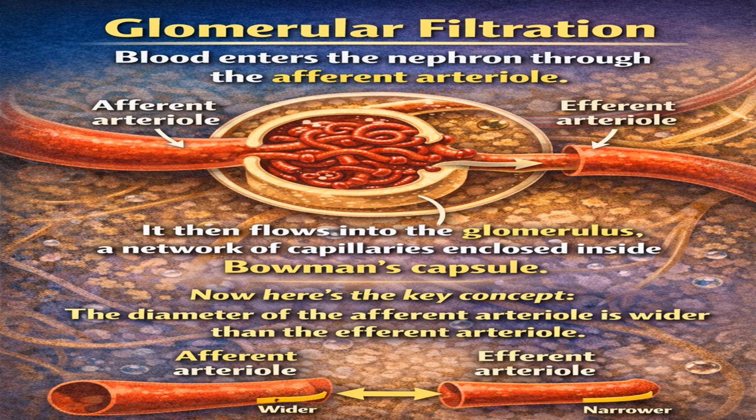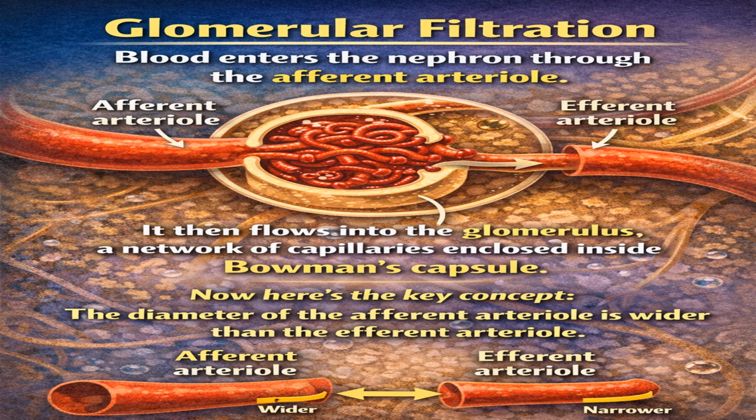First is glomerular filtration. Blood enters the nephron through the afferent arteriole. It then flows into the glomerulus, a network of capillaries enclosed inside the Bowman's capsule. Now here's the key concept. The diameter of the afferent arteriole is wider than the efferent arteriole. This creates high hydrostatic pressure inside the glomerulus. That pressure forces the plasma components across a three-layer filtration membrane.